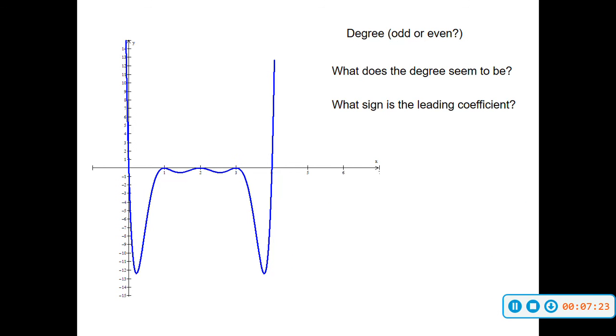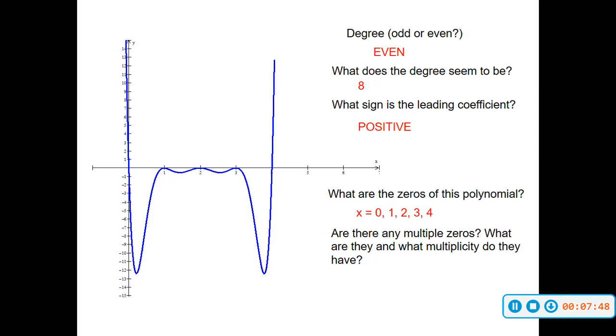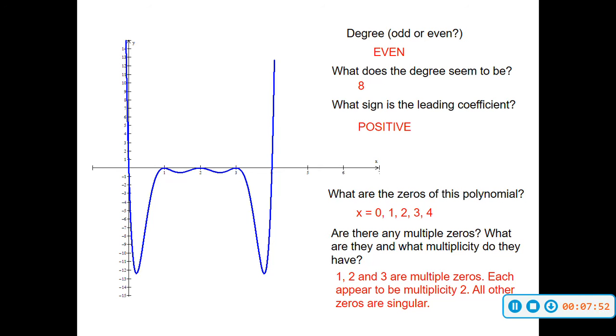Okay, last one. Is this odd or even? Even. What degree do you think it is? 8. Positive or negative? Positive. What are the zeros? 0, 1, 2, 3, 4. Good. Do I have any multiple zeros this time? Yes. What are they? 1, 2, and 3, and they have a multiplicity of 2. Okay.